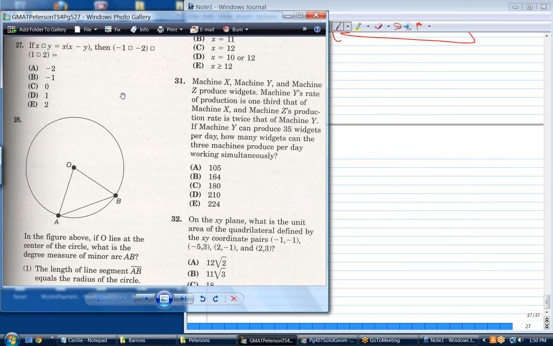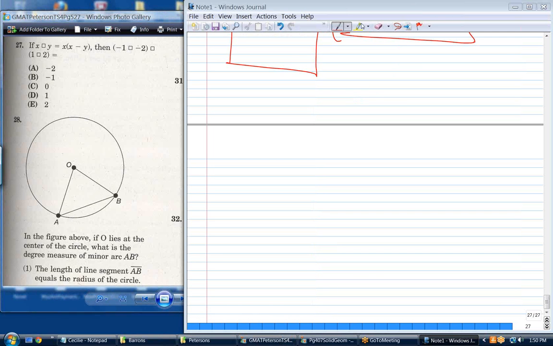Okay, these are problems that I call symbol problems. They're like functions, kind of. They are like functions, only they make up symbols. These are not recognized mathematical symbols. Exactly. So they're saying that if x square y means this function, x times x minus y, then what is minus 1 square minus 2 square 1 square 2? So you have to go through each one of these. These are actually very simple problems. You should never really miss one of these. They can be a little time consuming.